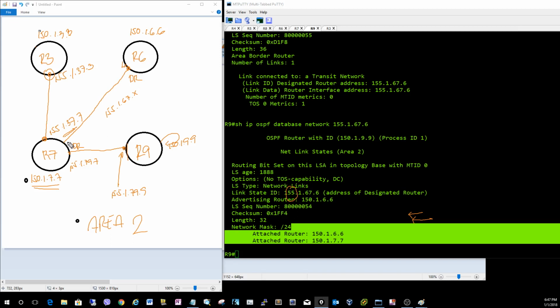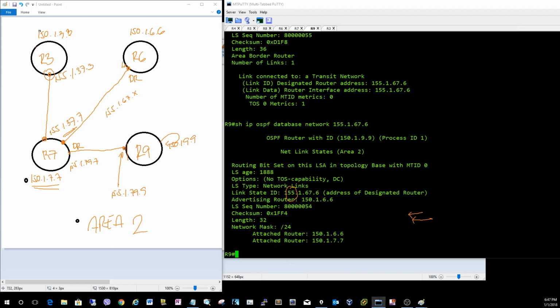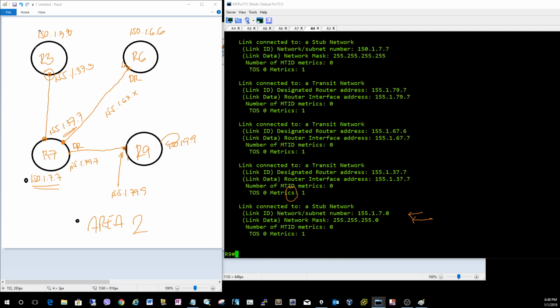So now how do we know what the IP address of this guy right here is? We can actually ask router 7, right? So if we ask router 7, show IP OSPF database router 150.1.7.7, it's going to show us that, let me just erase a couple of things here.